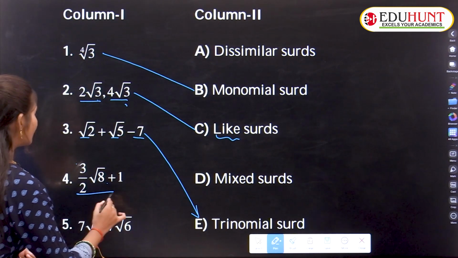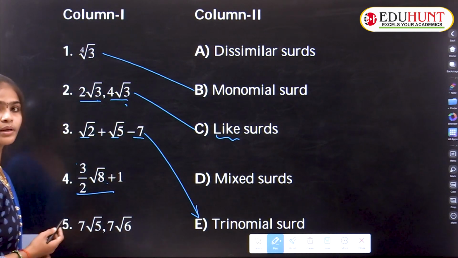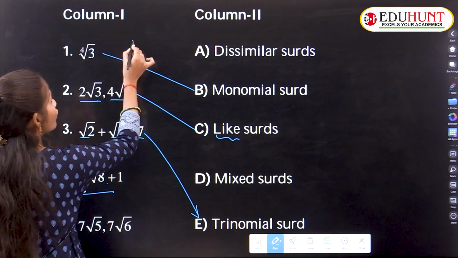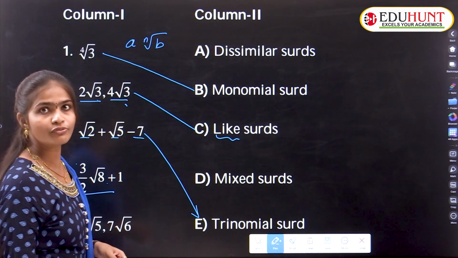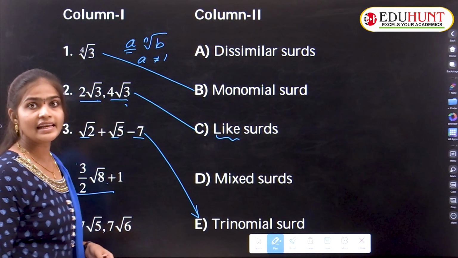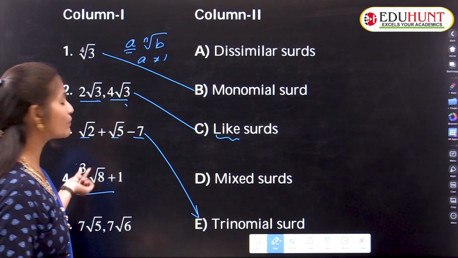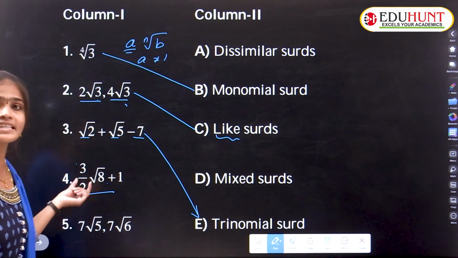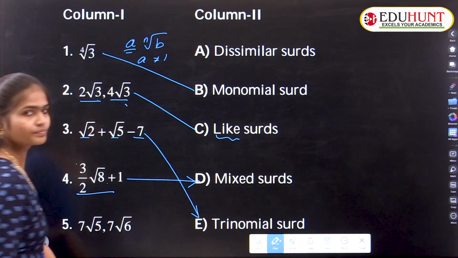Next, come to this one: 3 by 2 square root of 8 plus 1. Okay. What about the mixed surd? In the mixed surd, we discussed that if the surd is in the form of a into nth root of b, here a is not equal to 1. Here a is not equal to 1 means a is equal to some other number, right? So here a is equal to 3 by 2. We can take a as any rational part. So that's why this is a mixed surd.